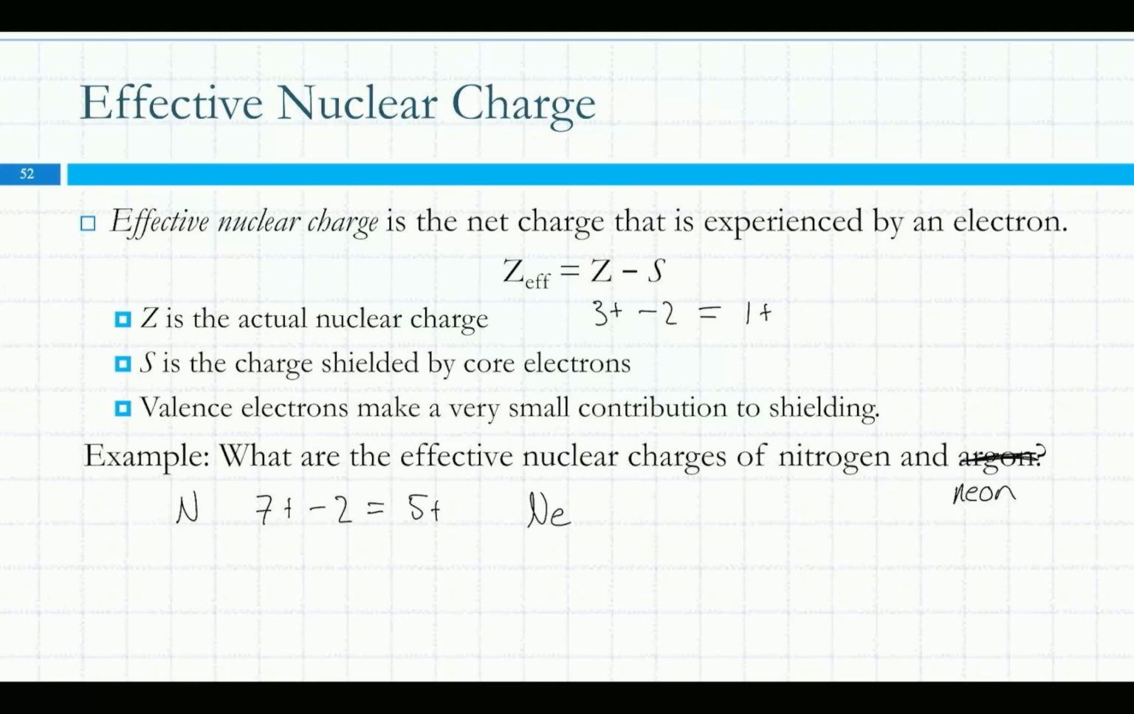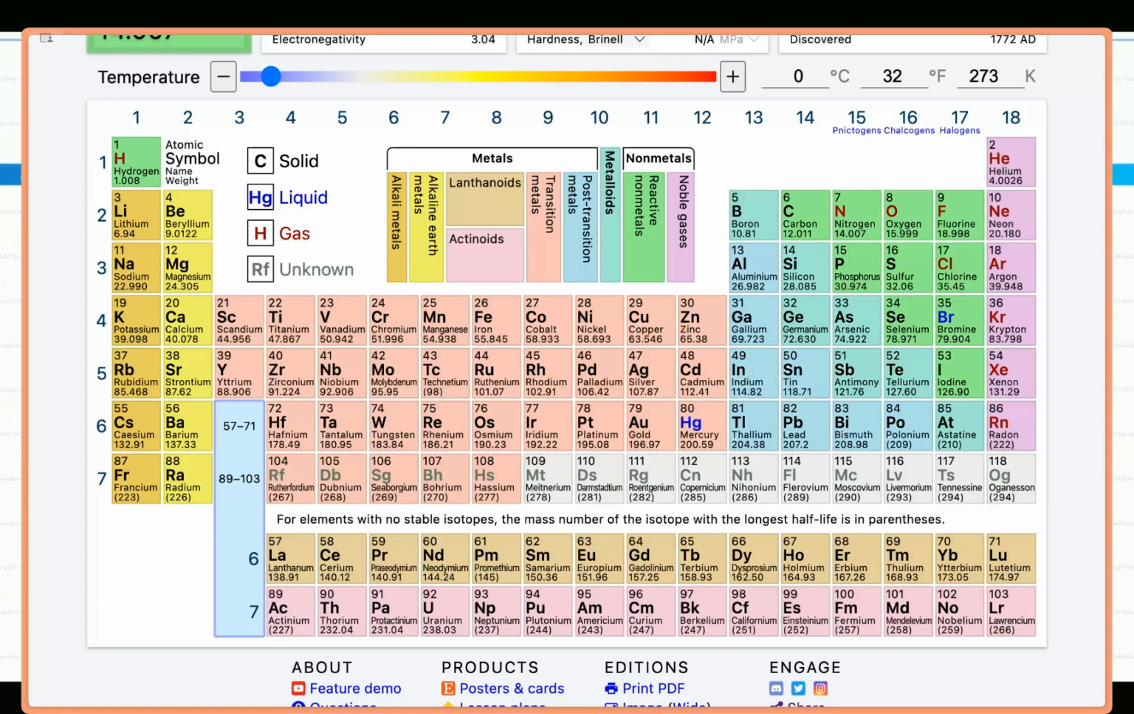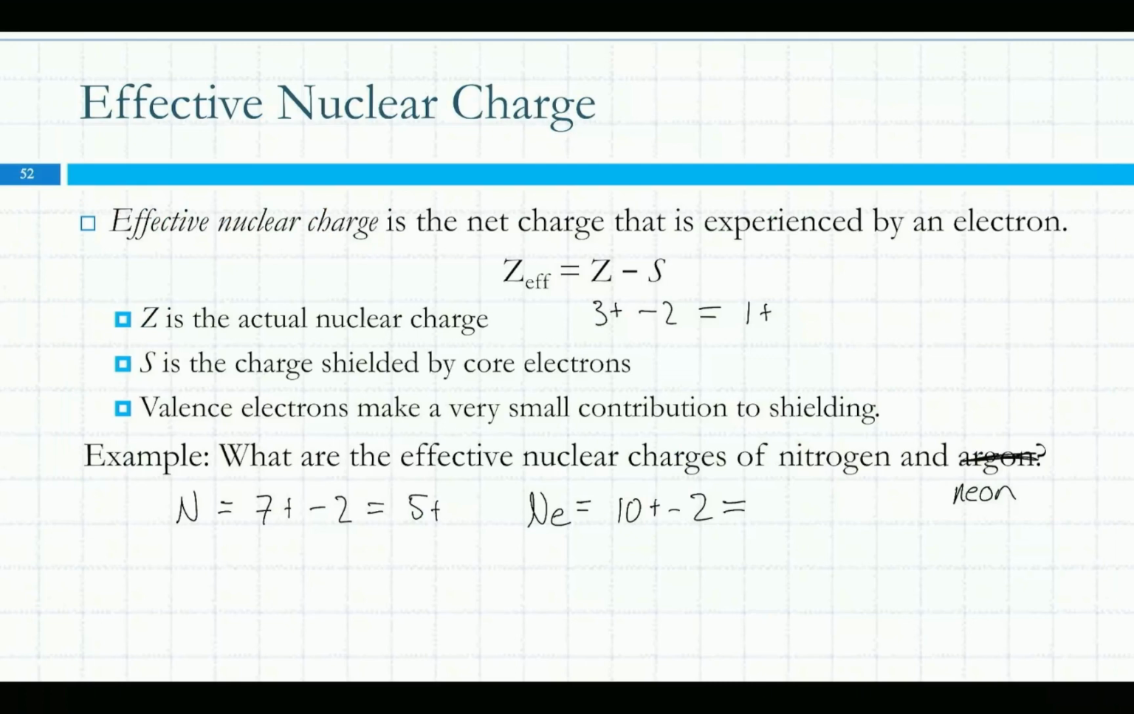And then if I do neon, how many protons does neon have? 10. And how many core electrons does neon have? 2. Still just 2. Neon's effective nuclear charge is going to be 8 plus. And which of those two is smaller, nitrogen or neon? It's the nitrogen, that's 3 and the 2p. They split up between the 2px and 2y. Makes sense. So which of them is larger, nitrogen or neon? Using just general trends.